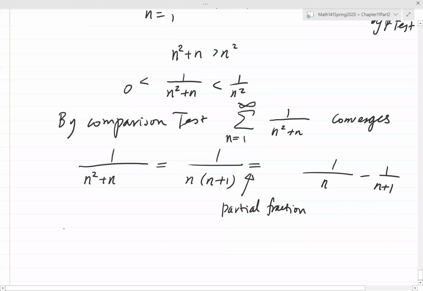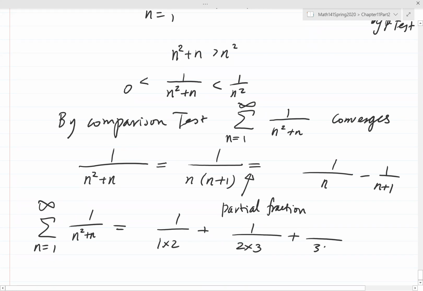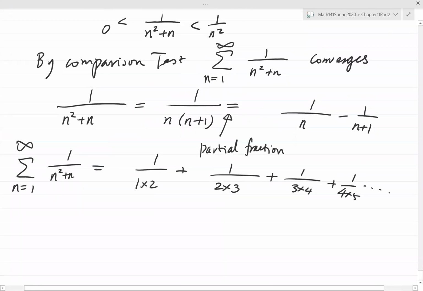So this series, n from 1 to infinity, is 1 times 2 plus 2 times 3 plus 3 times 4 plus 4 times 5, and so on. Using partial fractions, this converges absolutely, so you can change the order of summation. This is 1 minus 1/2, plus 1/2 minus a third, plus a third minus a quarter, plus a quarter minus 1 over 5, and so on.